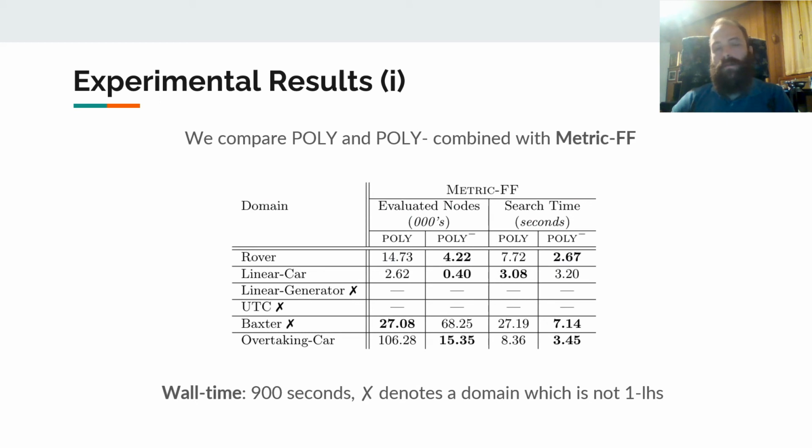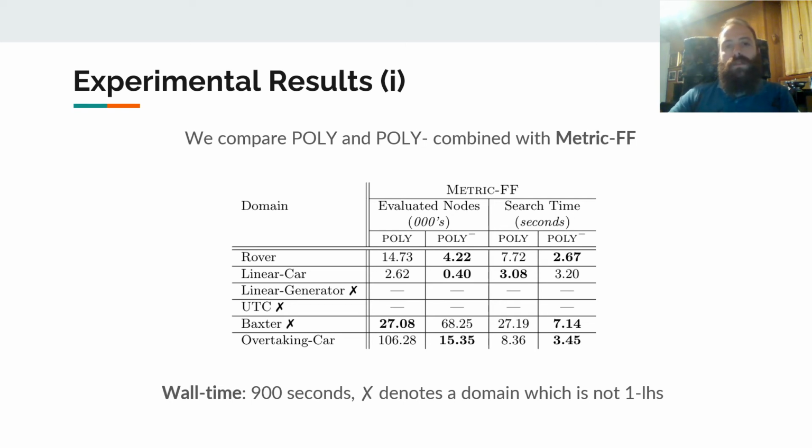In our experimental analysis, we compare the Poly with the Poly minus using the same numeric planner, that is Metric-FF. In this table, we have reported the results we got in terms of evaluated nodes and search time, indicating with a cross mark which domains are not mono left-hand side.